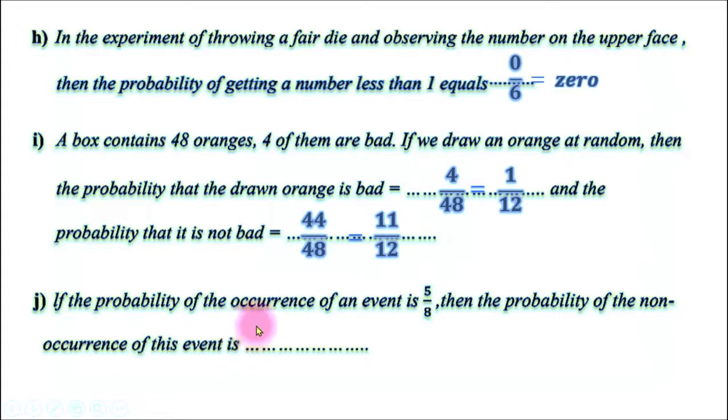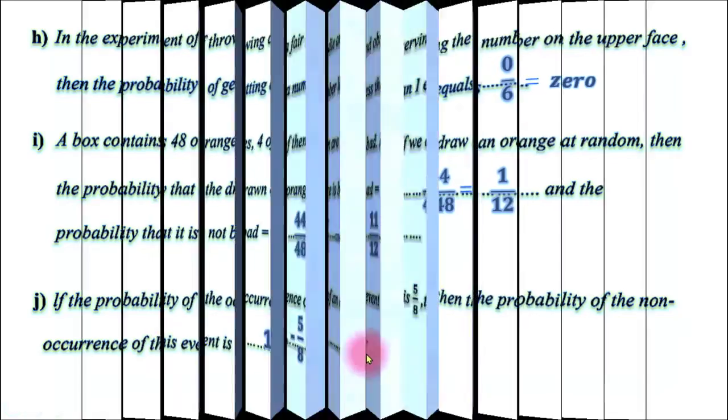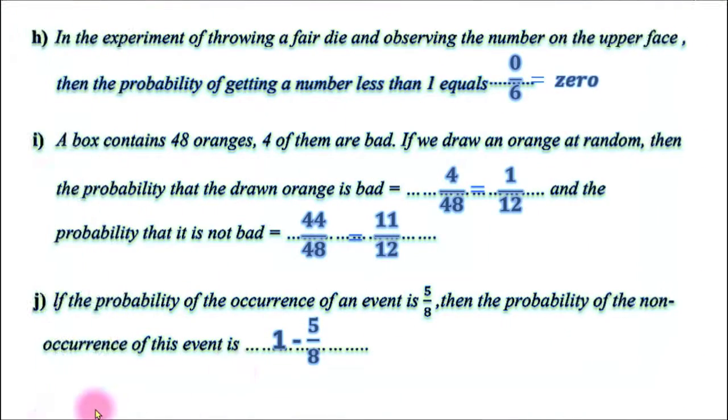J: If the probability of occurrence of an event is 5/8, then the probability of non-occurrence of this event. We know that the sum of all probabilities must equal 1. If the occurrence of this event is 5/8, then the probability of non-occurrence equals 1 minus 5/8, which equals 3/8.